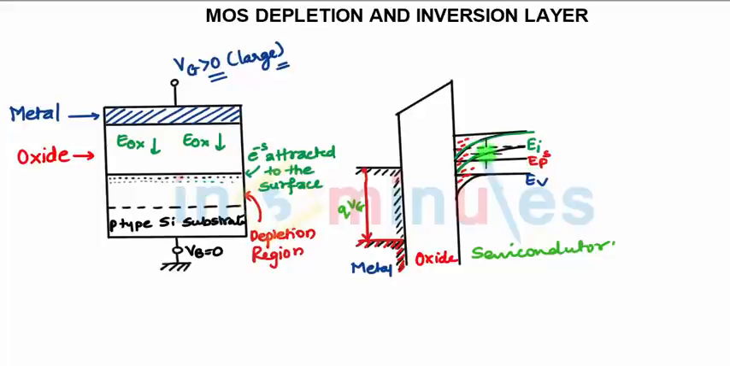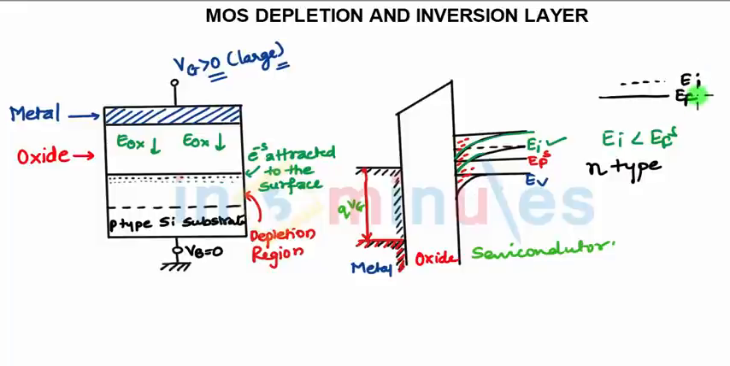Now with this band bending, eventually the mid-band energy gap, or you can say Ei, becomes smaller than EFs, the Fermi level on the surface, which means that the substrate semiconductor in this region now becomes which type? Now the substrate becomes N type, because in P type you have Ei above EF, that is, your intrinsic level is above the Fermi level.